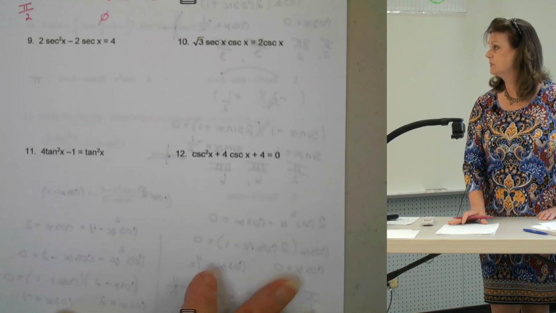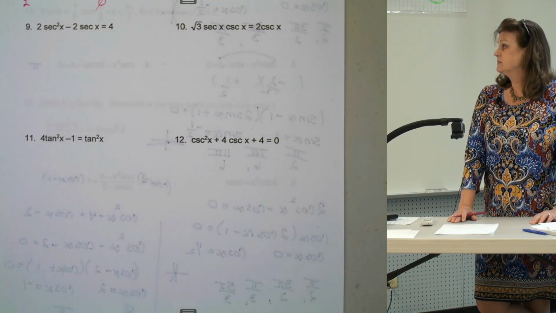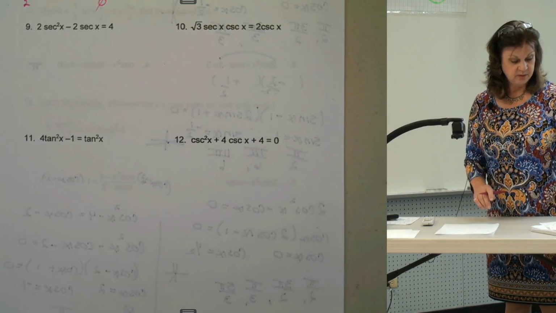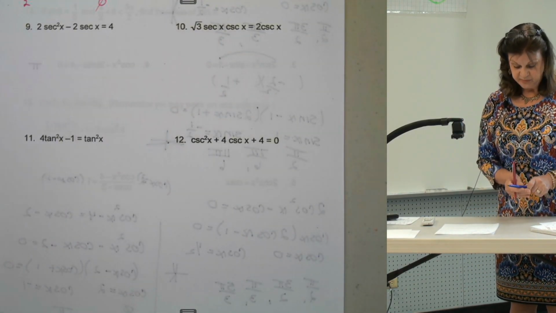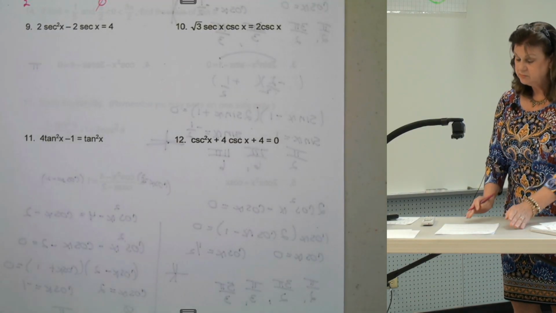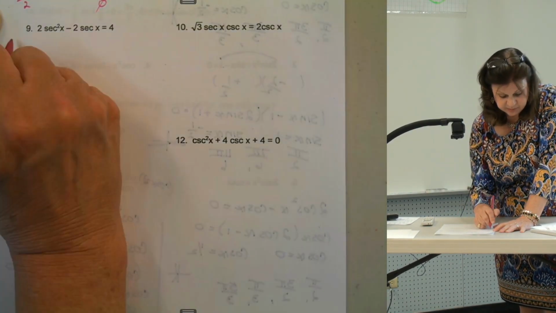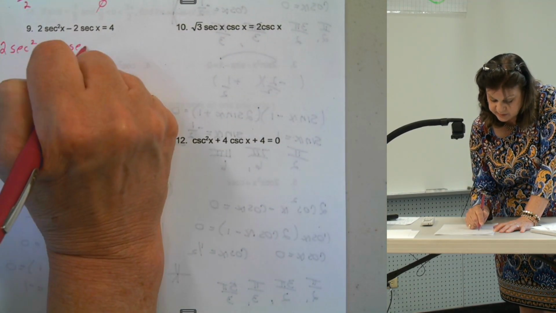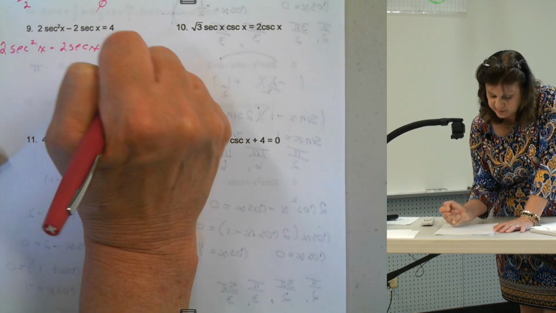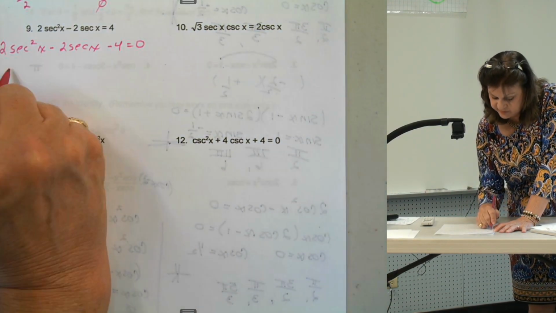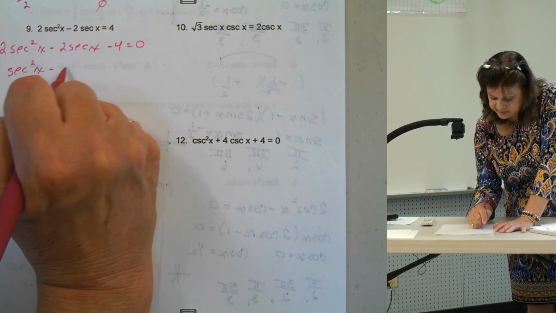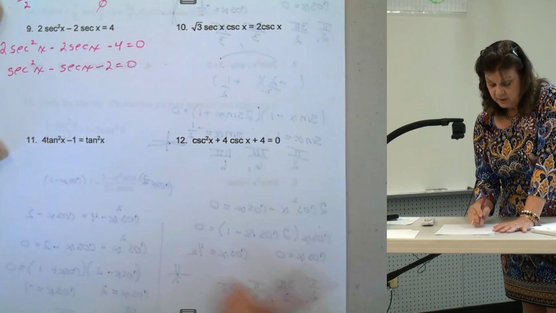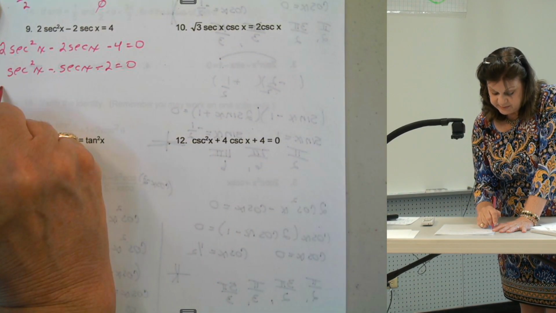Okay, let's look at problem 9. 2 secant squared x minus 2 secant x equals 4. First thing we're going to do, get all our like terms together. So we've got 2 secant squared x minus 2 secant x minus 4 is 0. I'm going to factor out a 2. Secant squared x minus secant x minus 2 is 0. Factors of 2 that subtract to give me 1.